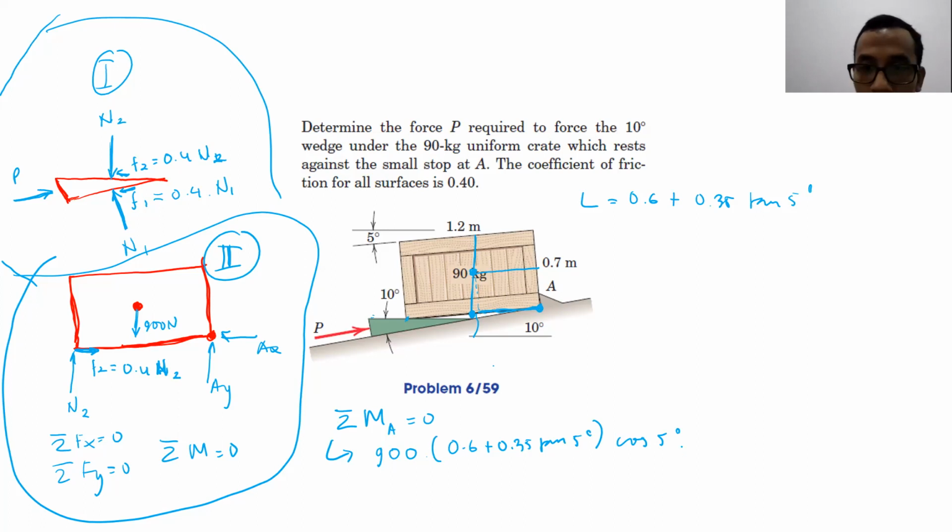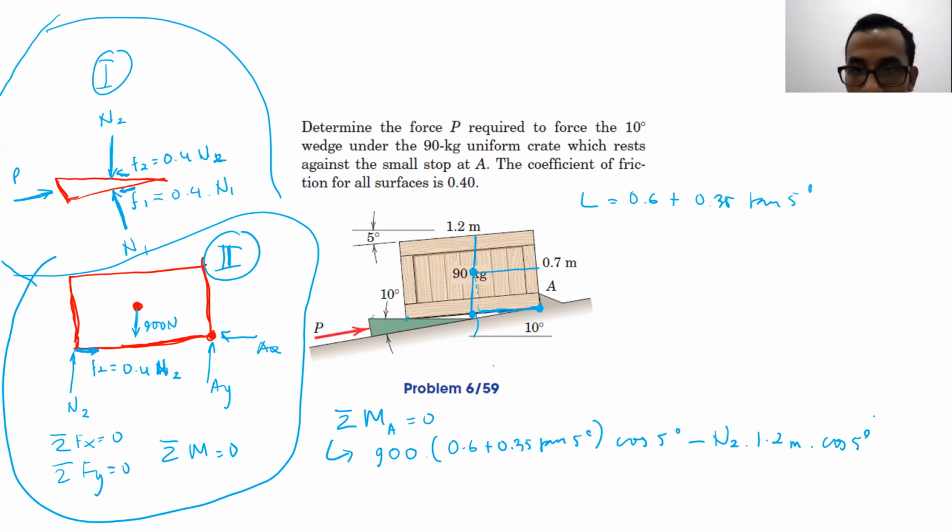Minus N2, right? Yeah. Multiply by N2. Could we just treat N2 and F2 as R, sir? Would that be easier? Or just treat it as N separately, because we draw it separately. So N2 here multiply by 1.2 meters, right? Yes. Multiply by cos 5 degrees. Yeah, cos 5 degrees.